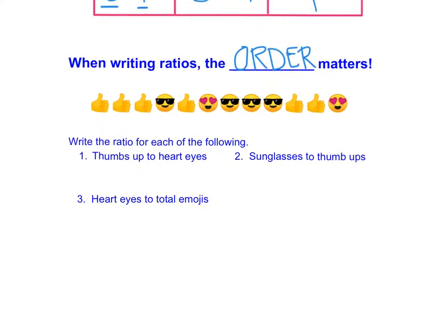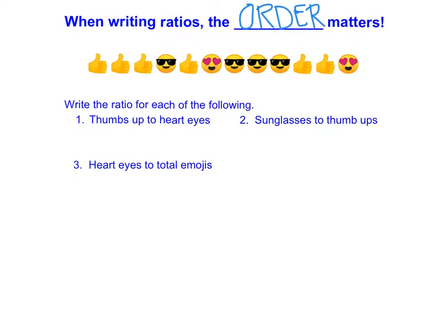Okay, let's use some emojis here to write some more ratios. Take a look at all of these fun emojis that we have. And we want to write the ratio for each of the following. So first up, we're going to do our thumbs up emojis to heart eye emojis. So if you go ahead and count there quickly, there are 6 thumbs up emojis and 2 heart eye emojis. Okay, and I'm just going to stick a colon in there. So our ratio would be 6 to 2.